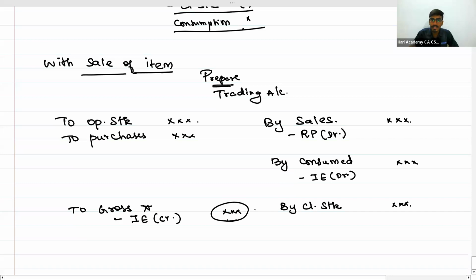In this question, they may test you in any other way. They will give all this information and ask you to find this part. Because they have given the sales, you need to identify consumption. So this is how it works. Based on the question requirement, you will make adjustments for it.